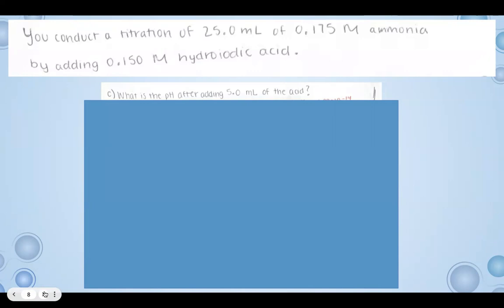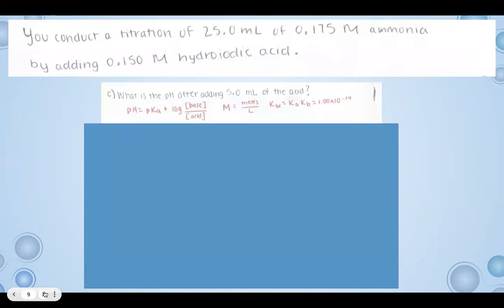In this problem, our approach is going to be to find the number of moles left of the substances so that we can calculate new concentrations of the base and acid, and then use the Henderson-Hasselbalch equation to find the new pH. The equations we are using are pH equals pKa plus log of the concentration of base over acid, which is Henderson-Hasselbalch; molarity is equal to moles over liter; and Kw is equal to the acid dissociation constant times the base dissociation constant, which equals 1.00 times 10 to the negative 14.